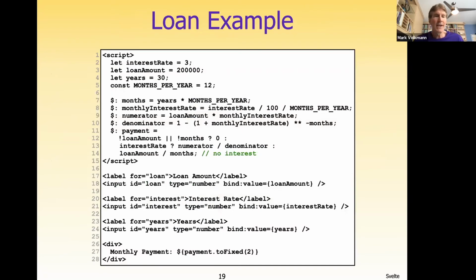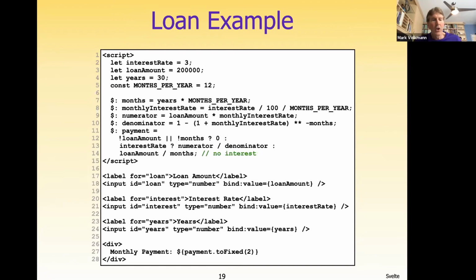Here's a really interesting example of those reactive statements that is computing a loan amount. And so I've got an interest rate, the amount of the loan, the length of the loan, and I want to know what my payment is going to be. And this is the entire application. Again, think about spreadsheets and these being formulas in a spreadsheet. So you see how line 7 is going to recompute the number of months if the number of years changes. And line 8 is going to recompute the monthly interest rate if the interest rate changes, and so on for the rest of them.